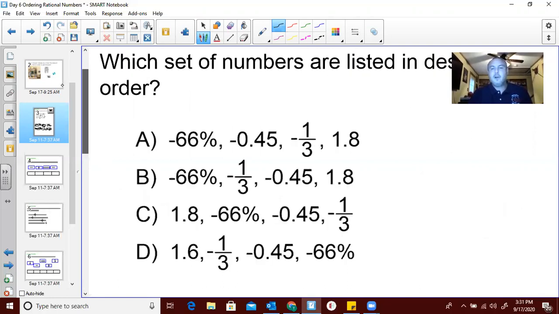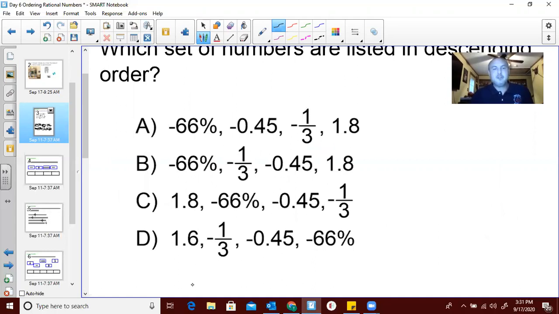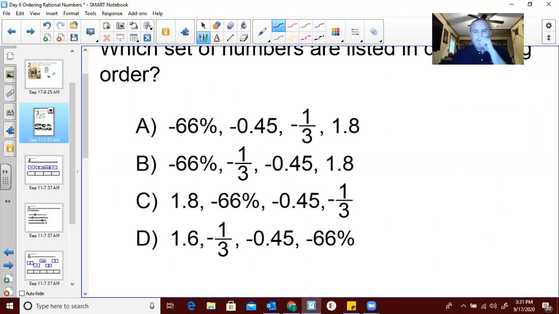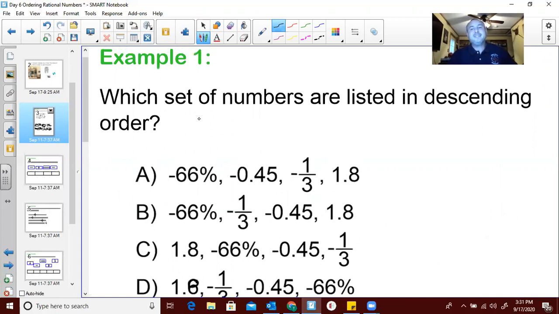All right, so I'm not going to do any Desmos tricks here because we did a lot of Desmos stuff yesterday. I'll wait till we get to one that has a little bit of everything in there. I'd like to point out there's a typo right here. This should be an 8. If you look at these four possible answers, I guess we should read the question first. Which set of numbers are listed in descending order?